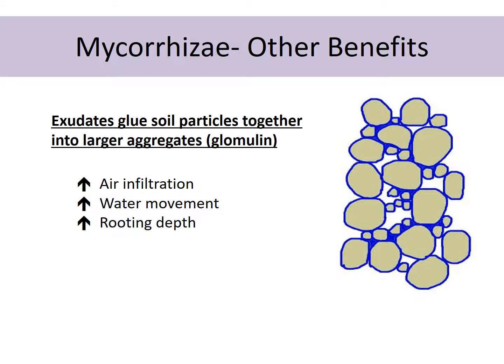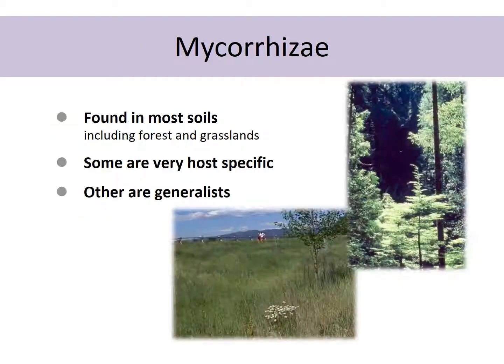Mycorrhizae also have other side benefits. For example, they exude a sticky compound, a sticky protein known as glomalin, which is a very long-lasting glue which is involved in the creation of soil structure. So again, it helps soil particles bind together to form that hierarchy of structures that allows for both large and small pore spaces to help soils both hold water and have larger pore spaces which are occupied by air. This is a bunch of benefits to plants which we've talked about earlier.